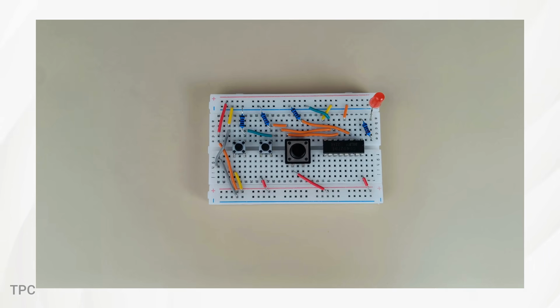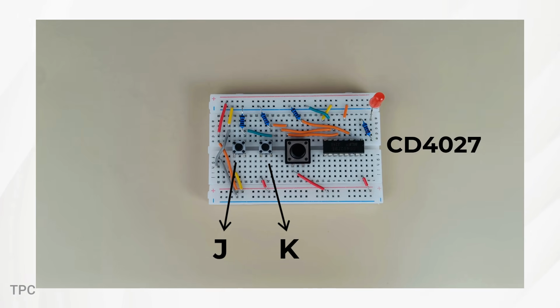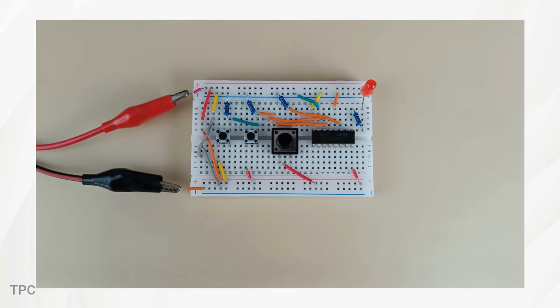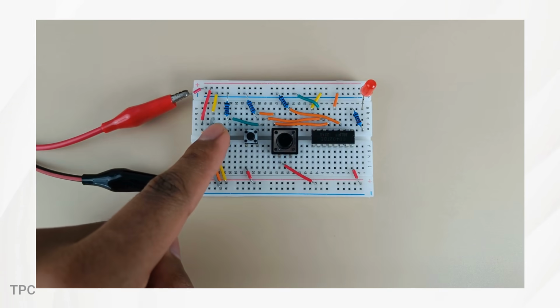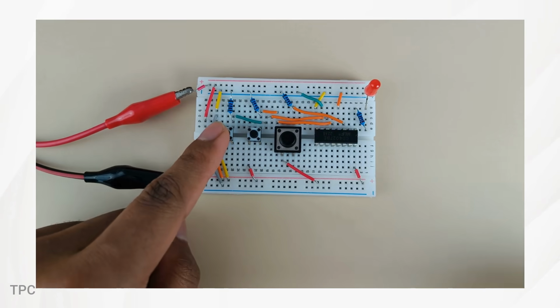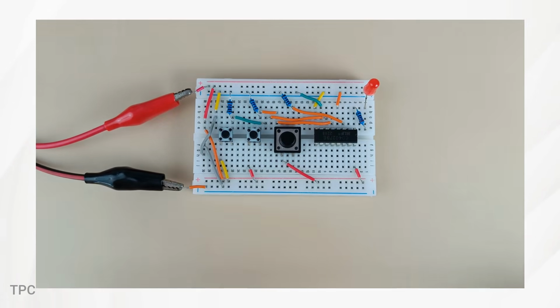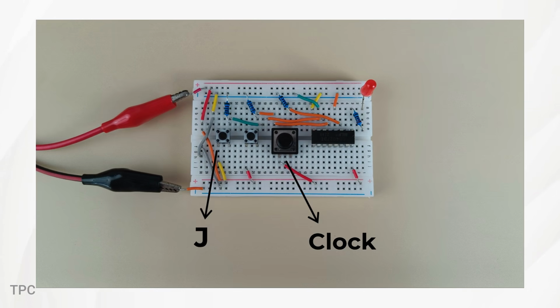Now to demonstrate how a flip-flop stores data, I've connected 2 push buttons as the J and K inputs of the CD4027 IC and an LED as the output indicator. For the clock signal, I'm using this larger push button connected to 5 volts. First, when I press the J button, the J input becomes high. But notice, the LED still remains off. That's because the flip-flop only checks the inputs when it receives a clock pulse.